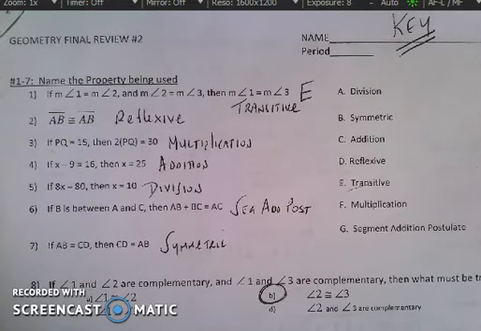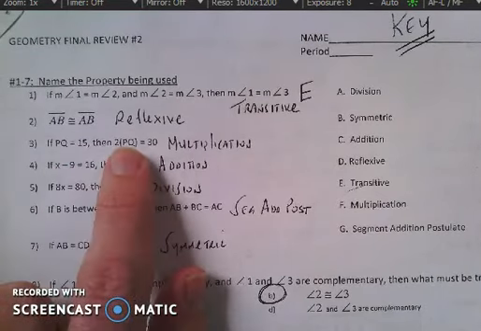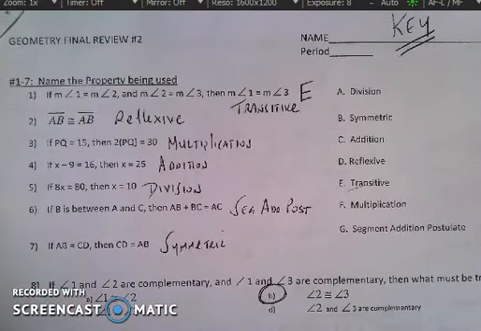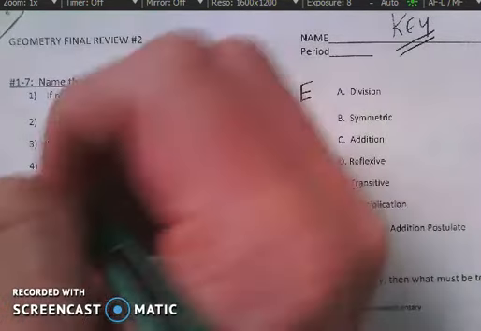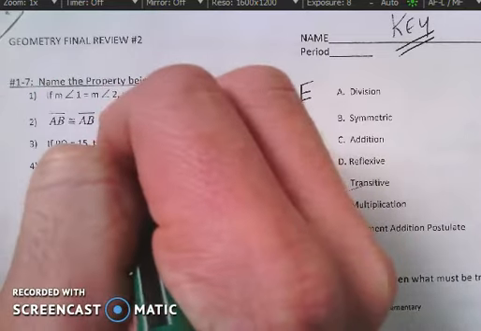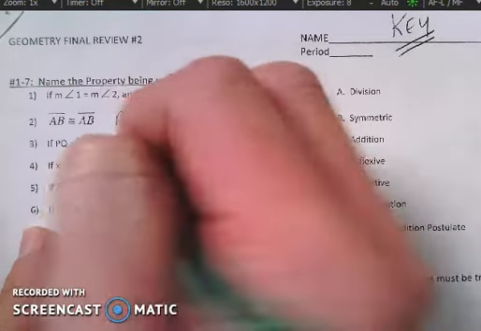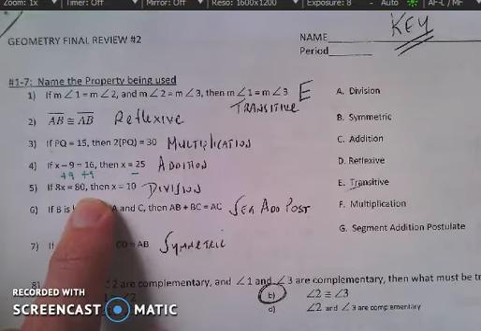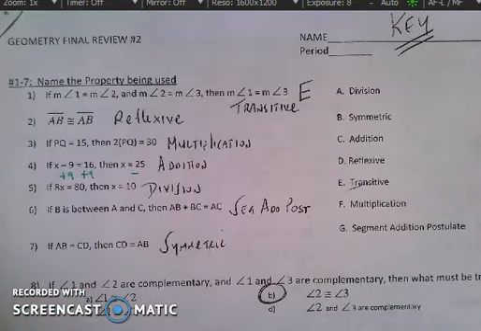Number 3 is multiplication. We're multiplying both sides by 2. Then we have addition property. So we're adding 9 basically to both sides, 9 and 9, and that's how we get this answer. The next one's division property. We're dividing both sides by 8.